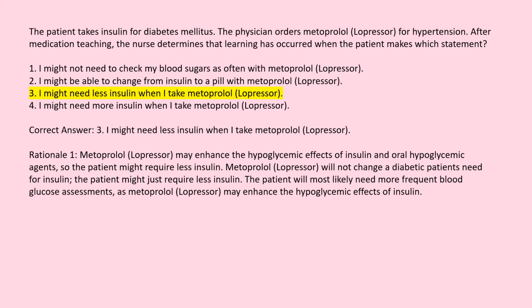Correct answer. 3. I might need less insulin when I take metoprolol, Lopressor. Rationale 1. Metoprolol, Lopressor, may enhance the hypoglycemic effects of insulin and oral hypoglycemic agents. So the patient might require less insulin. Metoprolol, Lopressor, will not change a diabetic patient's need for insulin. The patient might just require less insulin. The patient will most likely need more frequent blood glucose assessments, as metoprolol, Lopressor, may enhance the hypoglycemic effects of insulin.